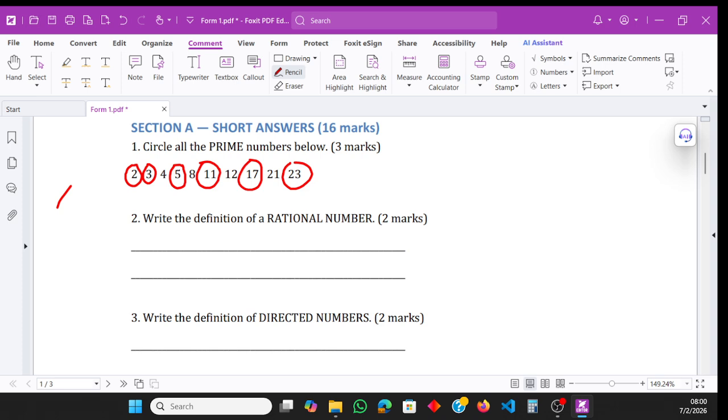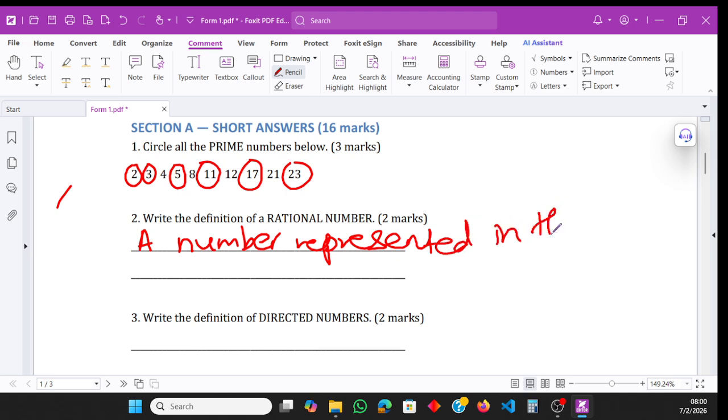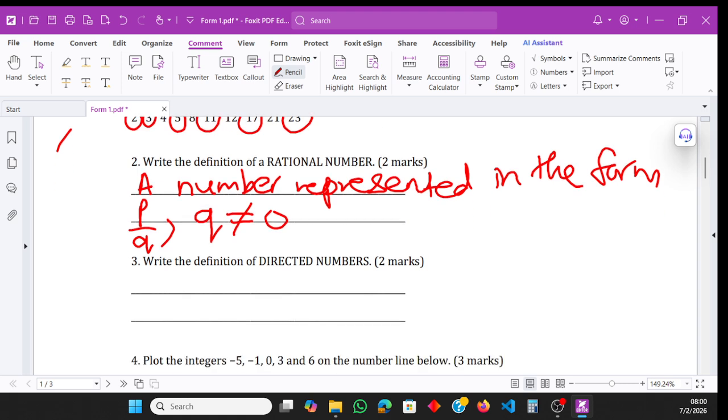Write down the definition of a rational number. A rational number is a number represented in the form P divided by Q. Well, P and Q have to be integers, but because we are not allowed to divide by 0, Q cannot be 0. Then we are moving to the next.